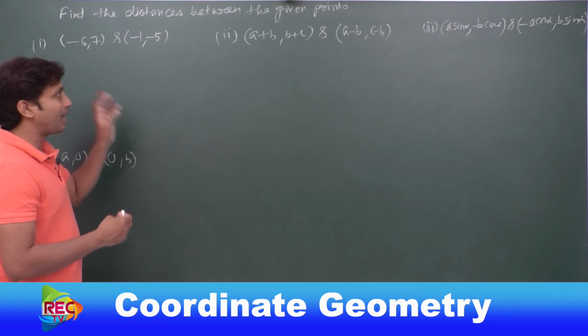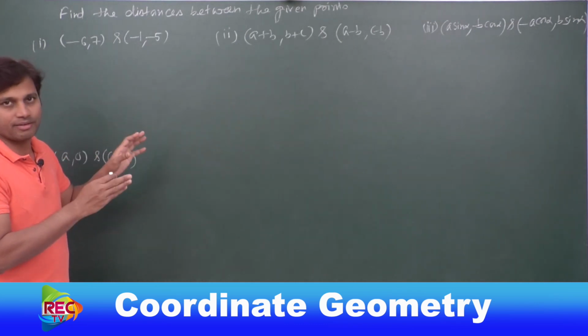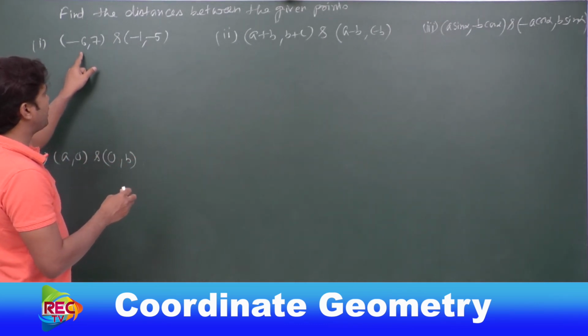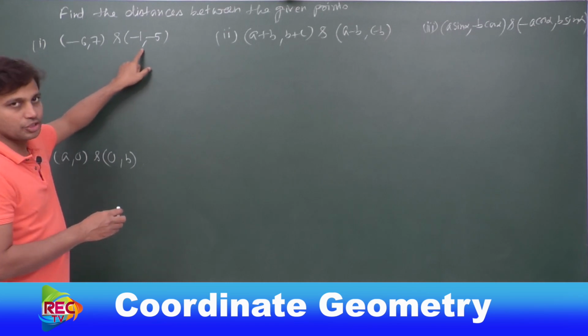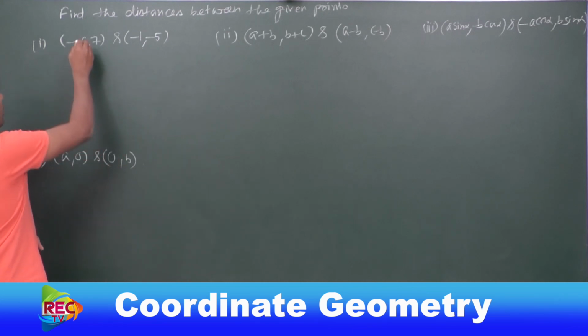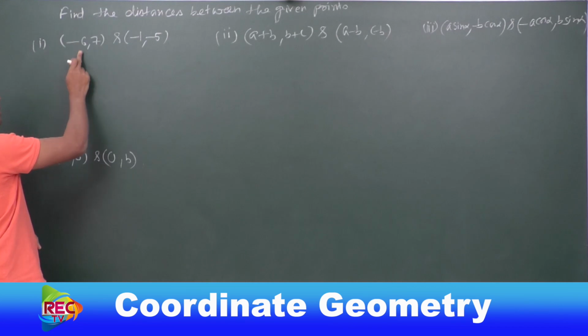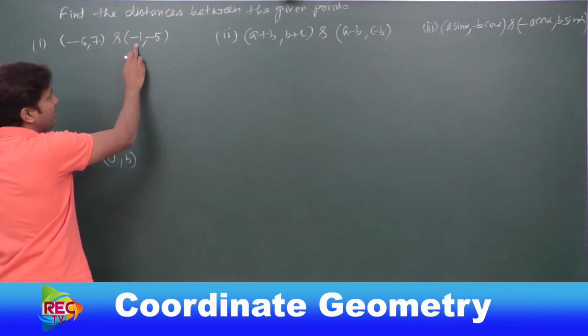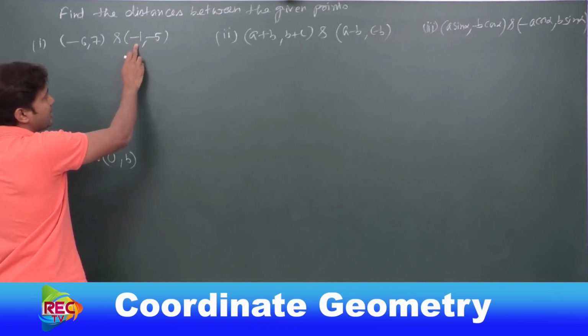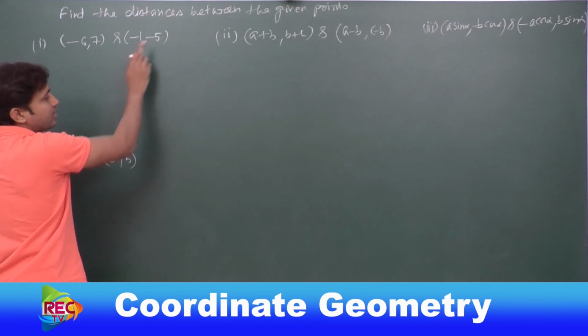Okay, let us do the practice. This is just a basic level practice. So we need to find out the distance between these 2 points. Before doing this problem, let me explain that in this problem -6 would be x1 and 7 would be y1, and here -1 would be considered as x2 and -5 is y2.